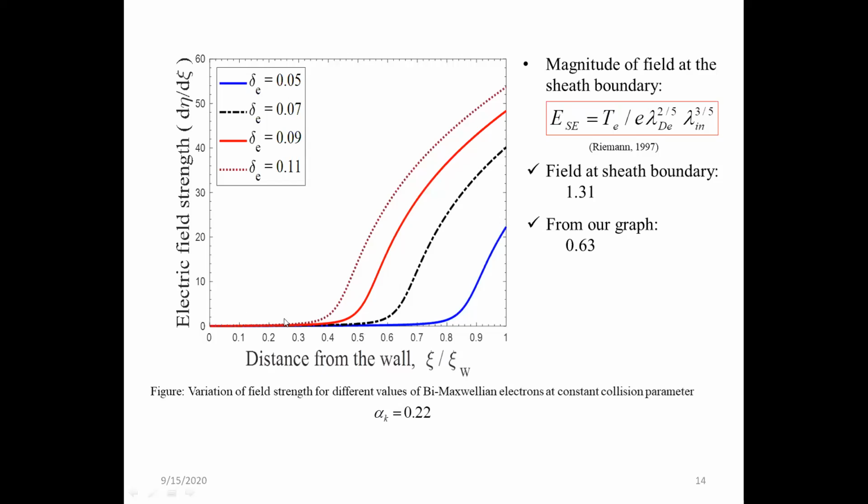So electric field is very weak in the pre-sheath part. Once in the sheath part, the electric field is stronger, and we calculate the electric field at the sheath boundary. We can get from our curve the value of the electric field at the sheath boundary, 0.63. It is a normalized value, but we can predict the electric field at the sheath boundary from the previous Riemann's work. By using this relation for the collisional plasma, we get the value 1.31. Our calculated value is almost just half of the previous Riemann's theory value.